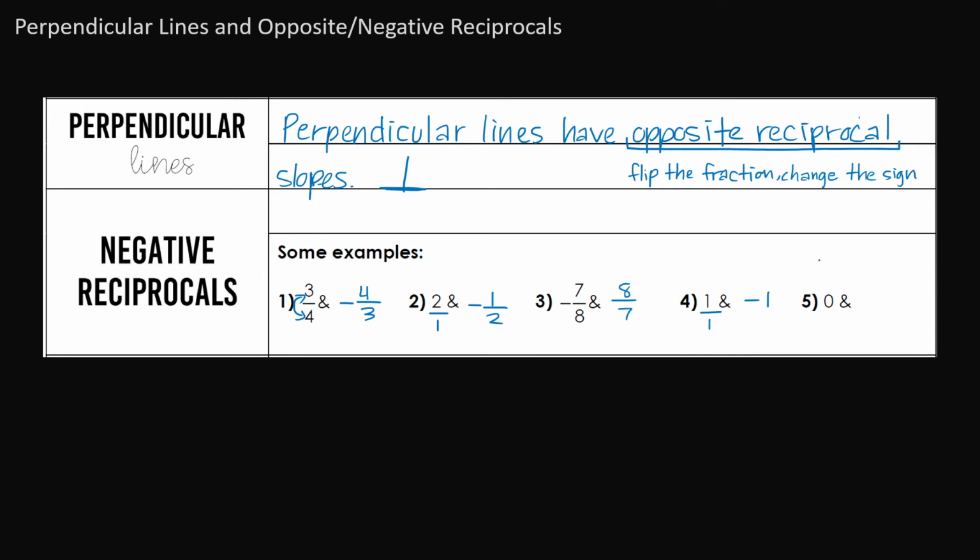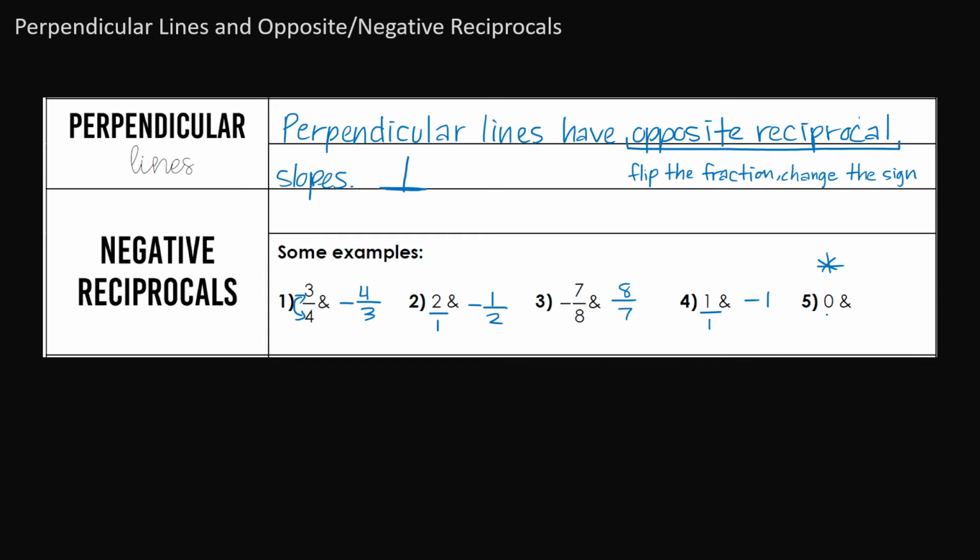And here's an interesting one. Definitely pay attention to this one. We know that a slope of 0 means a horizontal line, right? So that means that the opposite reciprocal would be a vertical line, or the line would be vertical with an opposite reciprocal slope.